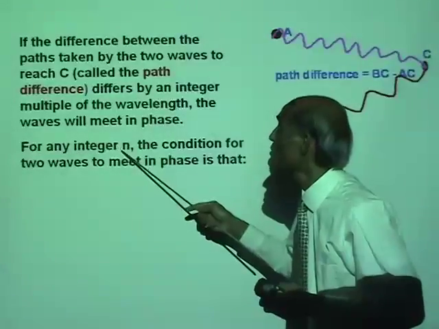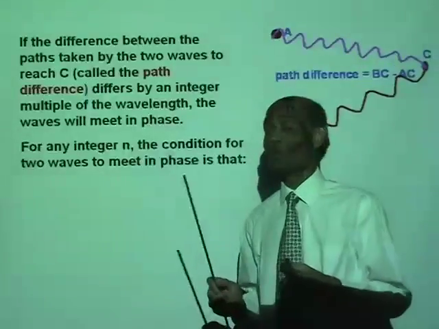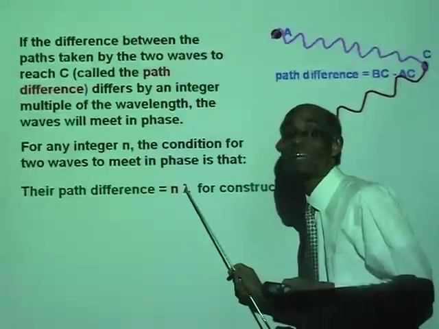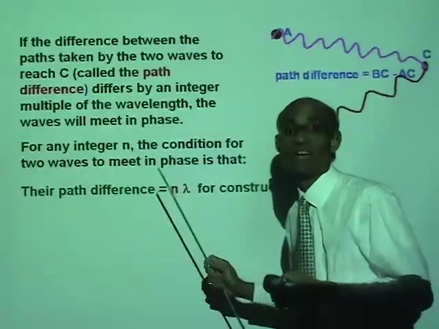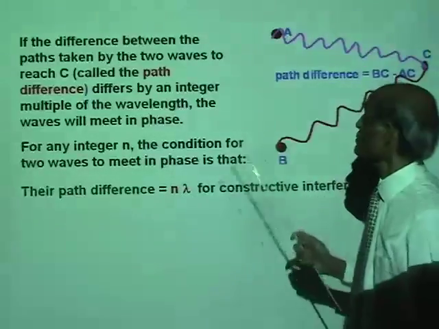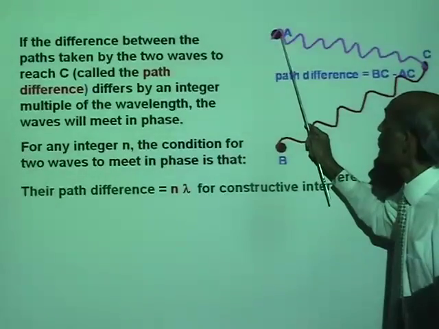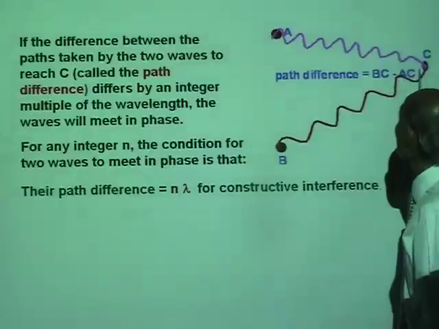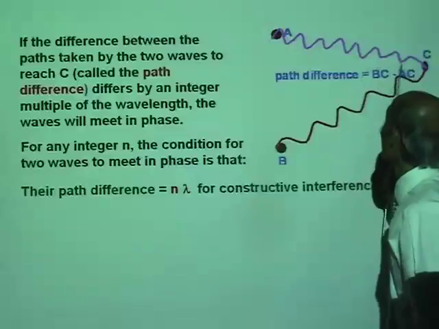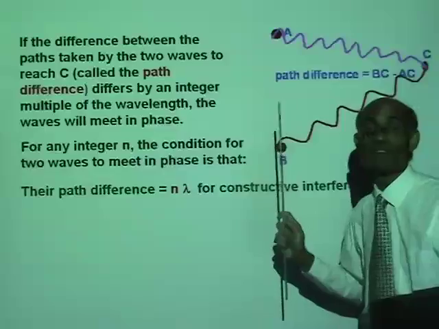So for any integer n, what is the condition for two waves to meet in phase? Their path difference must be equal to n lambda, where n is an integer. n can be any integer, 1, 2, 3, 4, 5, and so on. So one more time, if the path difference between waves from A and B reaching C is an integer multiple of a wavelength, then the waves from A and B will reach C in phase.